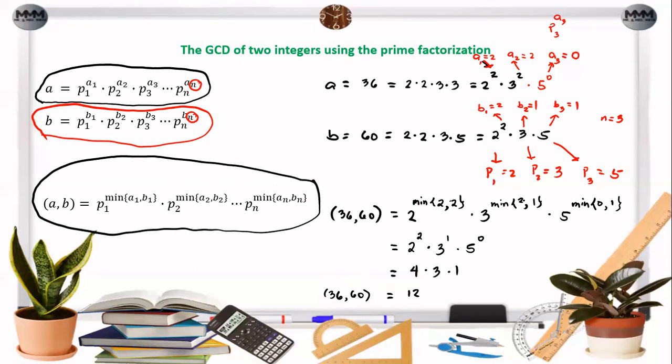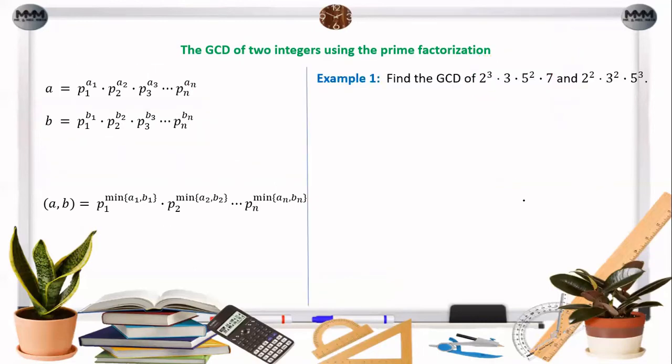Follow? Now let's have here another example. We are to find the GCD of this integer here. This integer is written as the product of primes, and another integer that is written as the product of primes. Here we let A be equal to this. And for our B, we have 2 squared times 3 squared times 5 cubed.